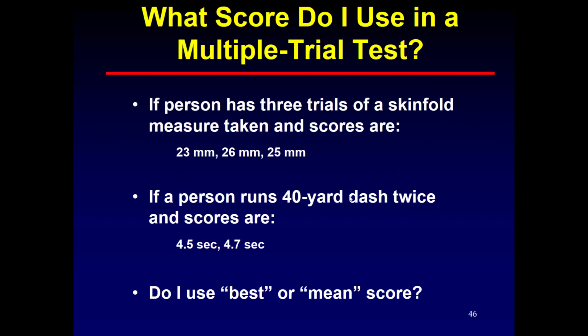All right, so a little aside here. I know that in your careers you're going to be encountering situations in which you do test more than once. You have what we call a multiple trial test. For example, you pinch, and you pinch on a skin fold measure. Or you give the 40-yard dash trial twice. Do you use the best, or do you use the mean score in actually giving that person a number?